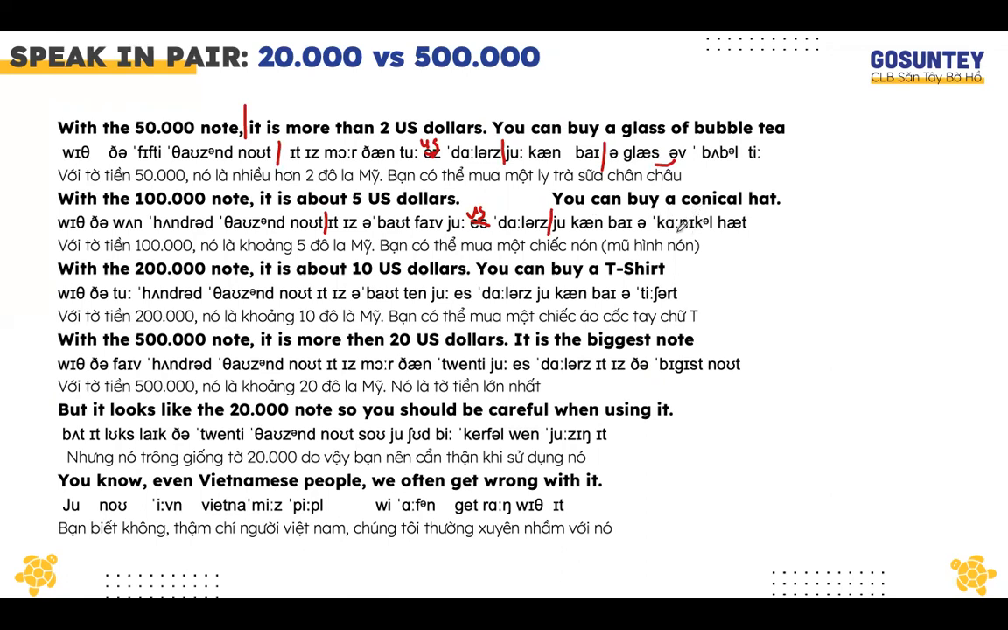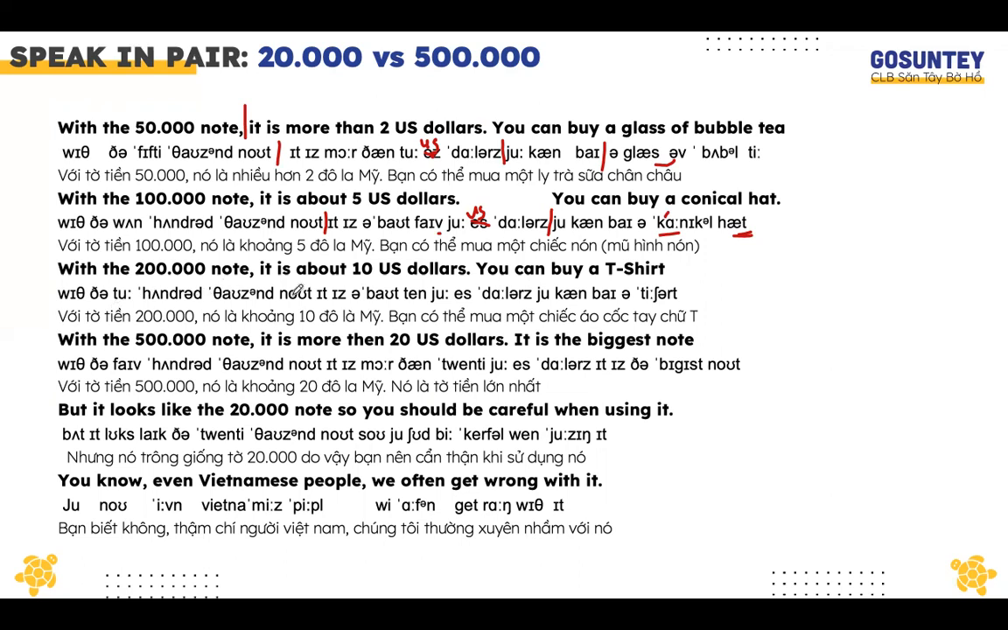Conical hat. Hundred. With the 100,000 note, it is about five US dollars. You can buy a conical hat.